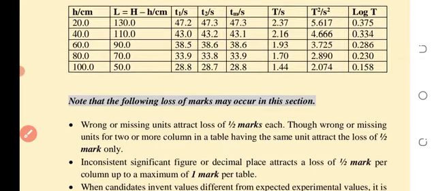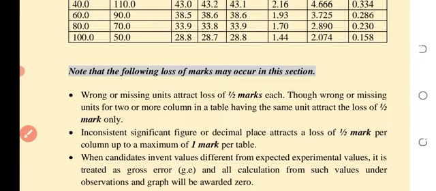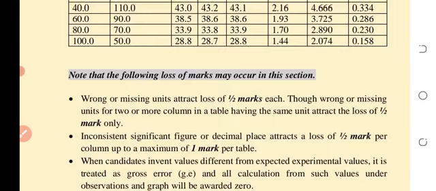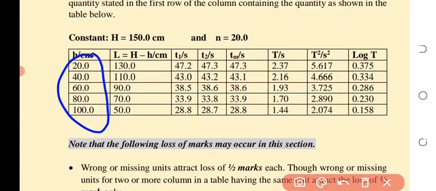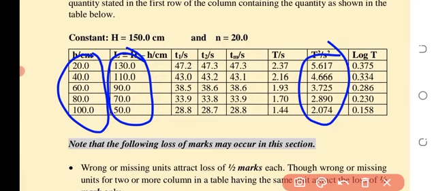What other thing do we need to look at here? Okay, inconsistent significant figure or decimal place attracts a loss of half mark per column up to a maximum of 1 mark per table. What do I mean by this? What do I mean by inconsistency? As you can see from this table, all the values on these columns are recorded to the same place of decimal, that is one place of decimal, and the values here are recorded to one place of decimal, while the values on this column are recorded to 3 places of decimal.